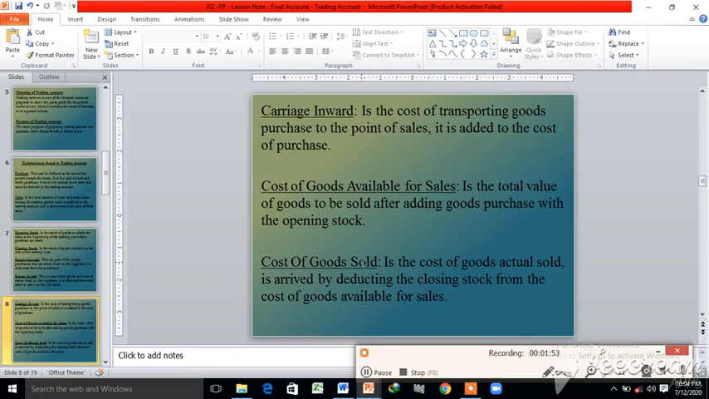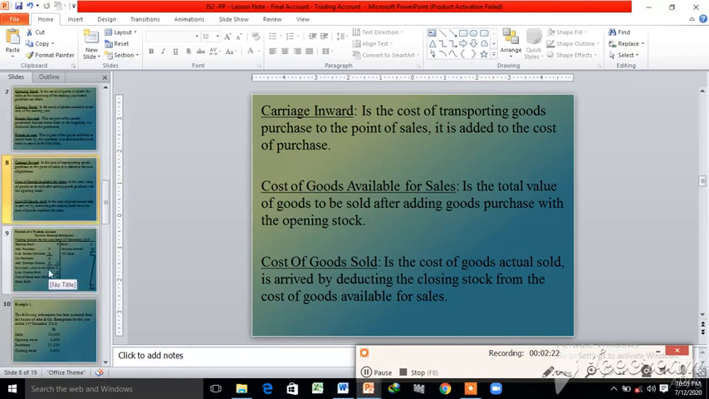C-O-G-S is called COGS, abbreviation. So cost of goods sold. The cost of goods actually sold is arrived at by deducting the closing stock from the cost of goods available for sales. For us to have the COGS, we said COGAS less closing stock. Closing stock is stock unsold, deducted from the cost of goods available for sales. Then we have the cost of goods sold.